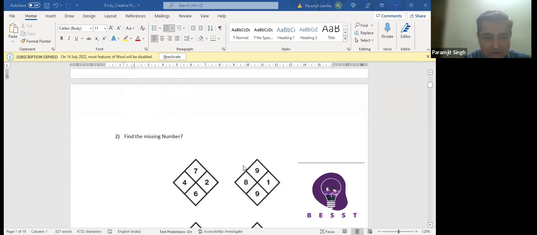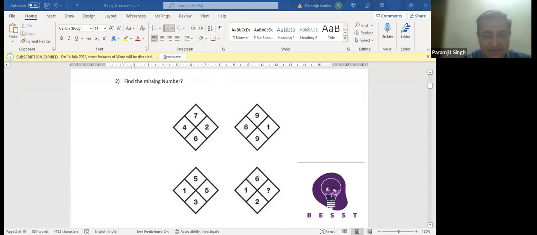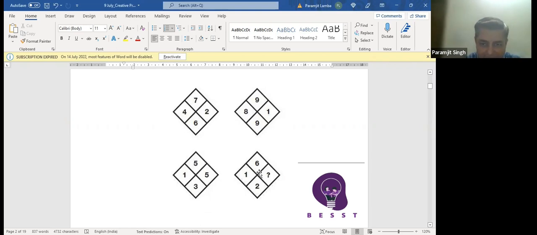Moving on to the next question. Find the missing number, please. This is creative problem solving. The problem is creative, and so do you have to be to arrive at the solution. Use your logic, see what works, and then give me the answer. What should be here in place of the question mark? You can take a minute, see the permutation and combination.